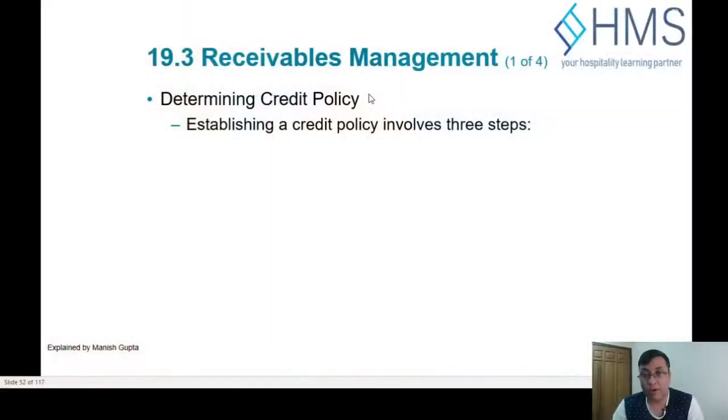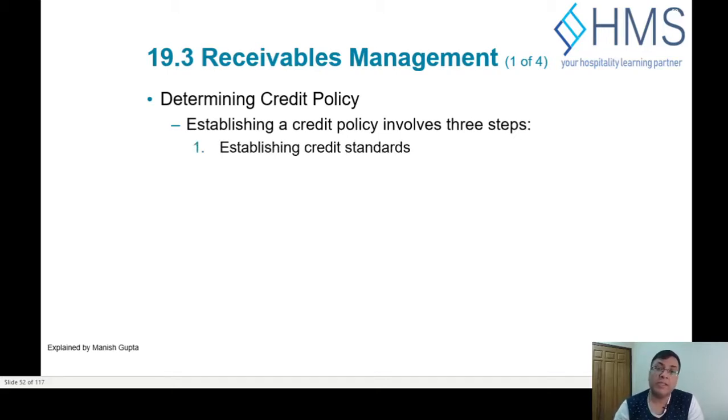So after understanding that, let us now move to understand how we manage the receivables, how we manage receivables in a practical way. To manage the receivables, you first need to determine a credit policy for your customers. So what does that mean? It means that you need to have a credit policy: who you will be giving the credit to, how much the credit will be, what the credit term will be, what the modes of payment are, and so on. There are three steps in establishing the credit policy of any company.